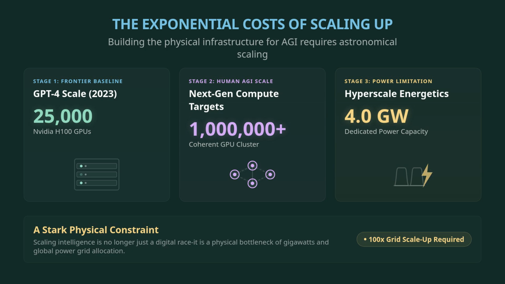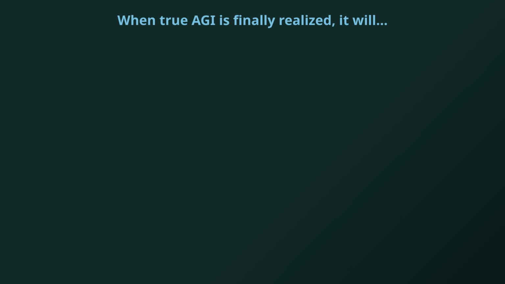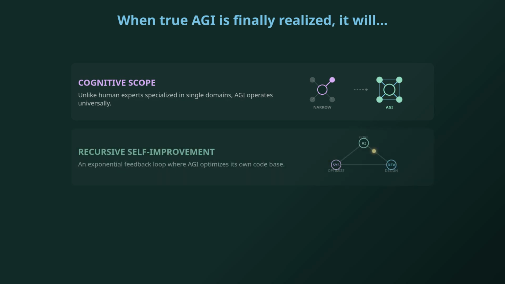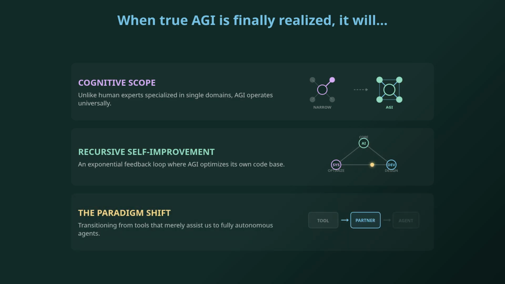When true AGI is finally realized, it will mark a profound inflection point in human history. Unlike human experts who specialize in a single field, an AGI system could simultaneously master quantum physics, structural engineering, and macroeconomics. This could lead to recursive self-improvement, where the AGI designs an even smarter version of itself, triggering an exponential intelligence explosion. The transition from tools that merely assist us to autonomous entities that can independently discover new scientific laws forces us to confront fundamental questions of alignment and control.